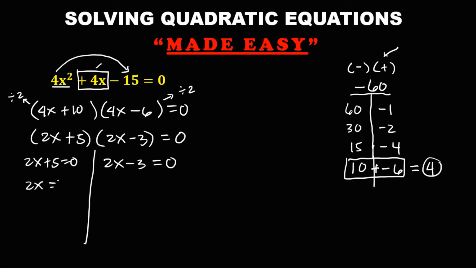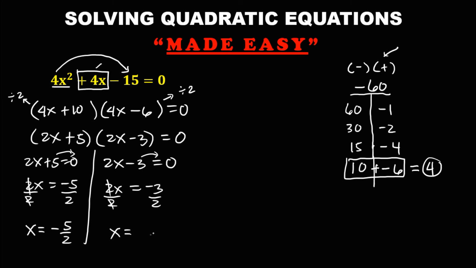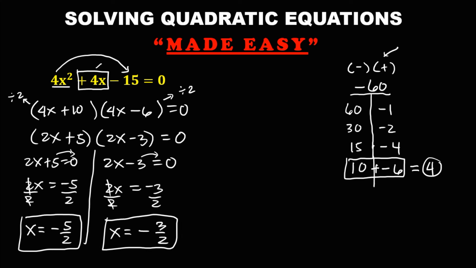Then we have 2x equals transpose, so negative 5, then divide both sides by 2. So x equals negative 5 over 2. Then this is 2x equals transpose negative 3, then divide both sides by 2. So x equals negative 3 over 2. So these are the values for x.